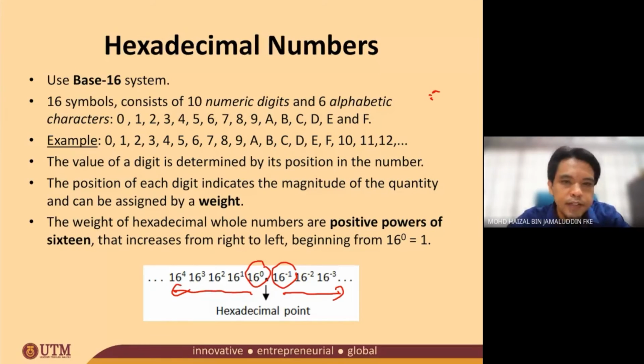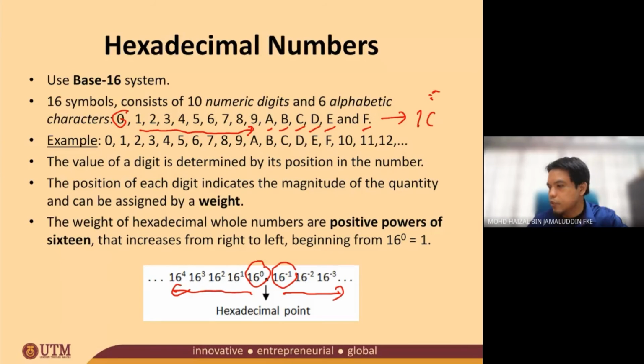Okay, for base 16, it starts with 0. For decimal, you have until 9. But here, after 9, you have the alphabet A, B, C, D, E, and F. So the last character is F. So overall, you have 16 characters, which is 10 numeric digits and 6 alphabets. So that's why it's called hexadecimal numbers.